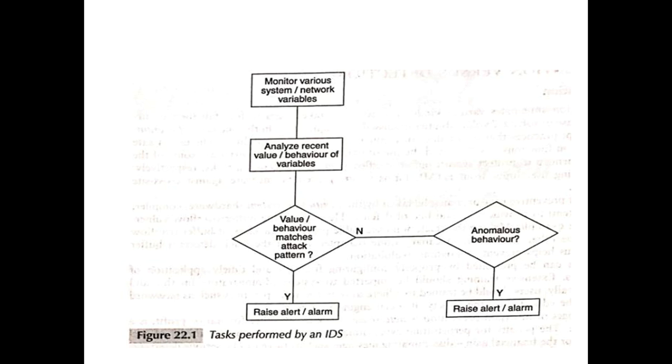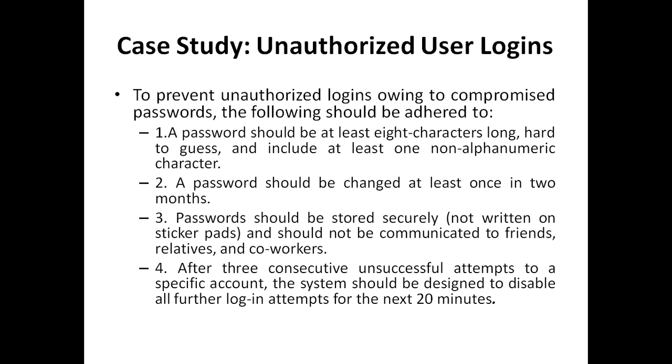After converting the sensitive data or interesting pattern into valuable information, that information is matched with the patterns already stored in the database, and if a match is found, then raise an alert or an alarm. If no match is found, check whether it is an anomalous behavior which is not already stored in the database, and then also raise an alert or an alarm. This is exactly the task performed by an IDS.